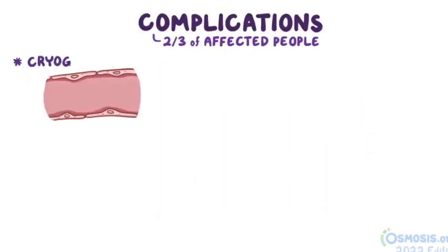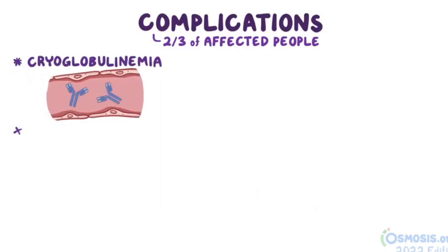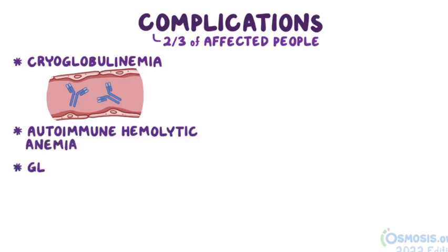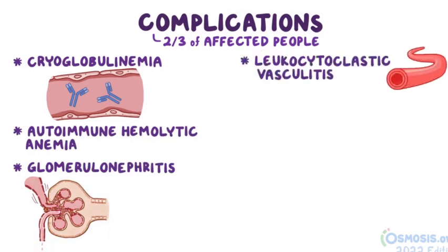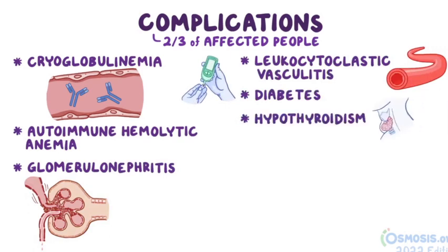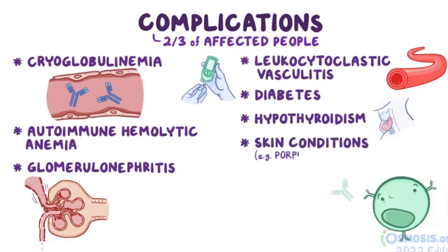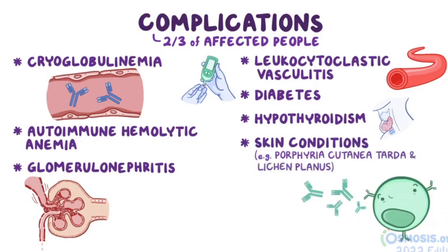About 2/3 of affected people can develop complications like cryoglobulinemia, when the blood contains temperature-sensitive antibodies called cryoglobulins, autoimmune hemolytic anemia, glomerulonephritis, or inflammation of the kidneys' glomeruli, leukocytoclastic vasculitis, which is the inflammation of the blood vessels, diabetes, hypothyroidism, and skin conditions like porphyria cutanea tarda and lichen planus. It's not clear why these complications arise.